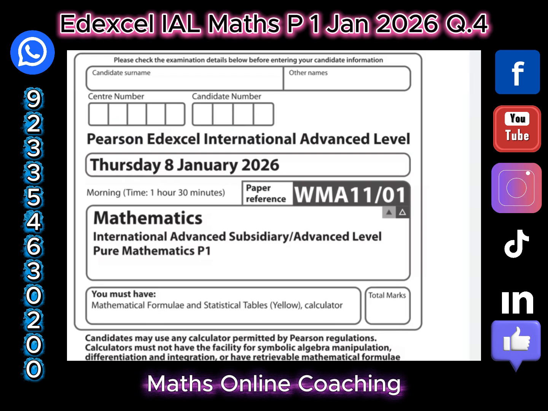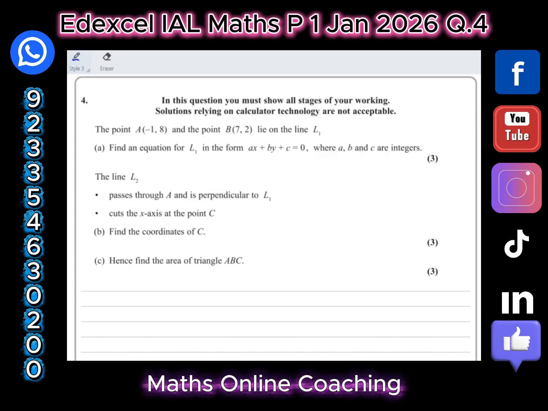Today we are going to solve a question paper of Pearson Edexcel International A-Level Mathematics, Pure Mathematics 1, January 2026, with paper code WMA1101. Question number 4. The point A (-1, 8) and the point B (7, 2) lie on the line L1. Part A, find an equation for L1 in the form ax plus by plus c is equal to 0, where a, b, and c are integers.